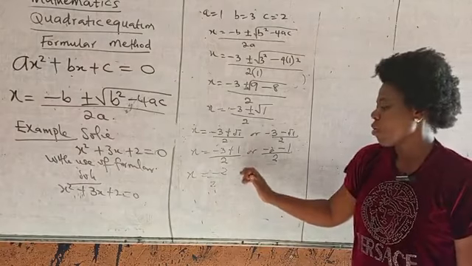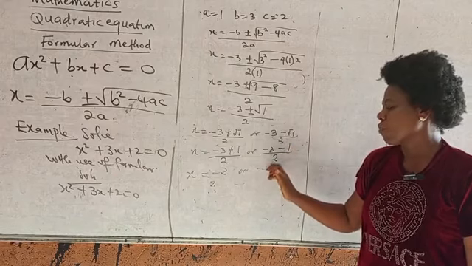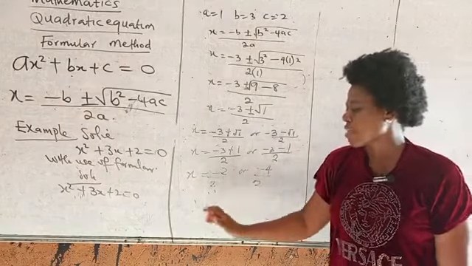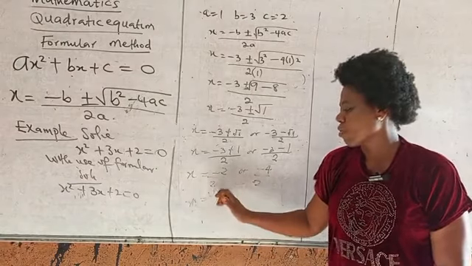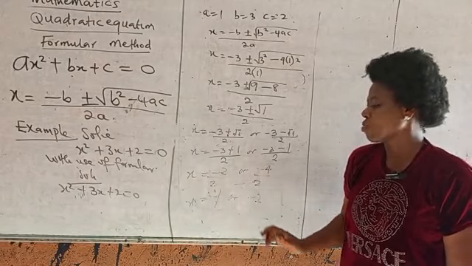Are you with me? Or you have what? Minus 3 minus 1 gives us what? Minus 4 all over 2. Divide it through, that gives us x is equal to minus 1. Or what? x is minus 2.